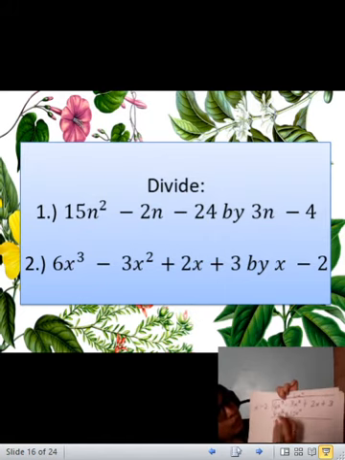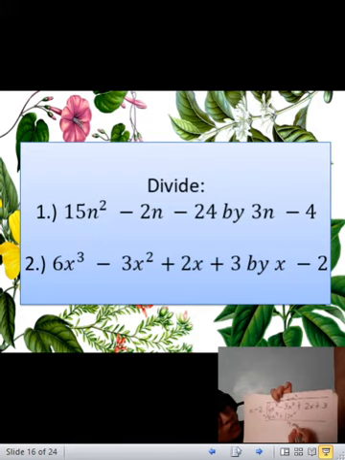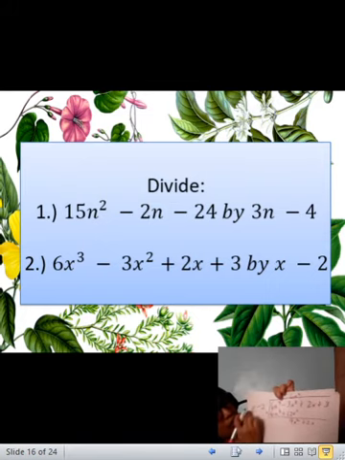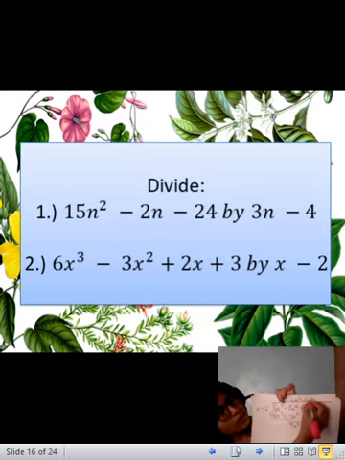Then proceed to subtraction. Change the sign of our subtrahend. Then proceed to addition. Then we will have now 9x squared. And 9x squared, bring down first our 2x. 9x squared divided by x will give you 9x.